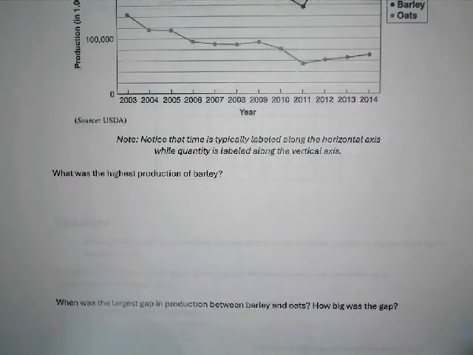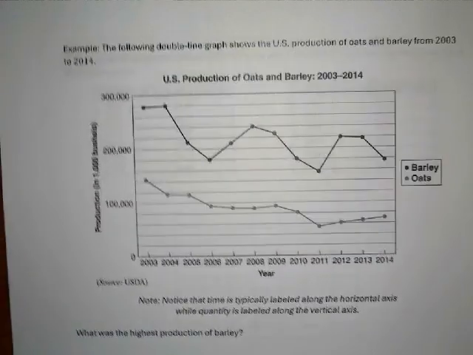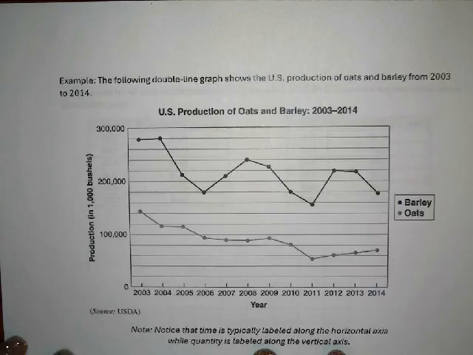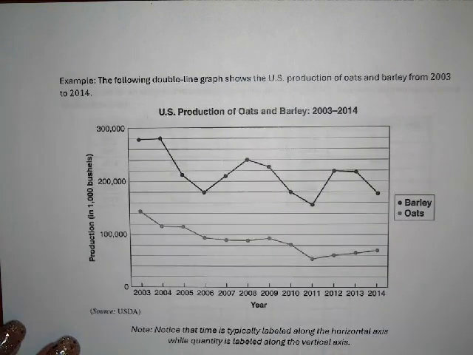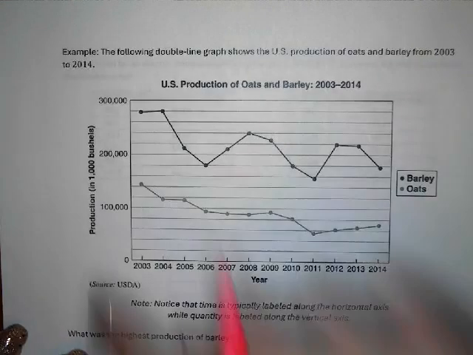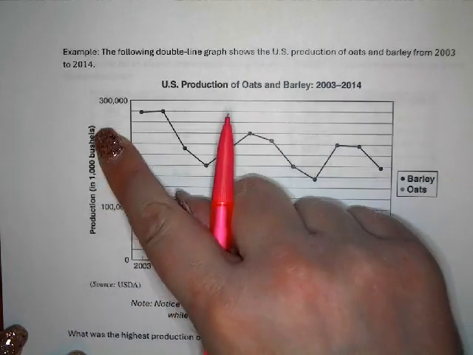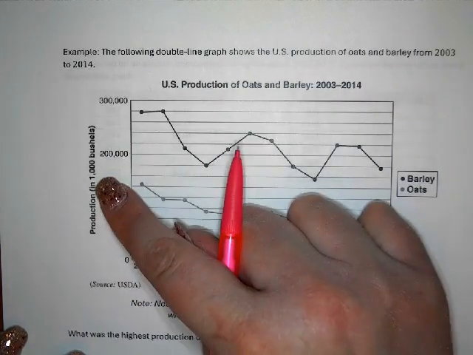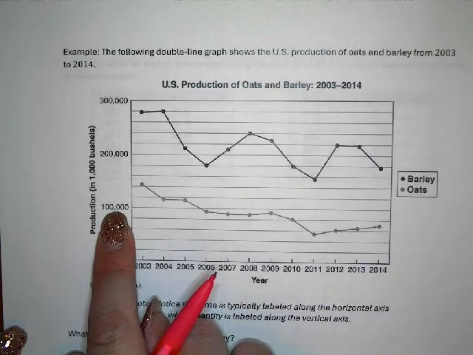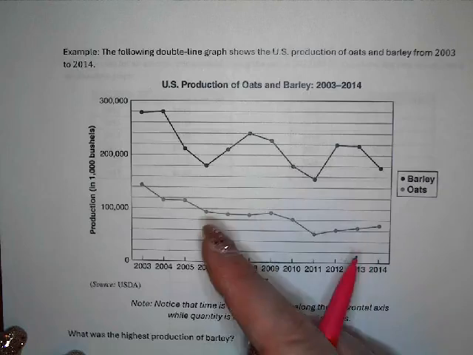All right, the following double line graph shows the U.S. production of oats and barley from 2003 to 2014. So on the side, we have the production of barley, and this says in 1,000 bushels. So they're saying that each number represented here is actually being multiplied by 1,000. So that's important when we answer our questions. And then down here, we have the year.